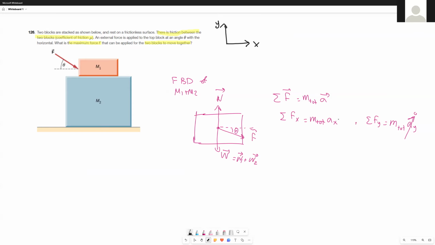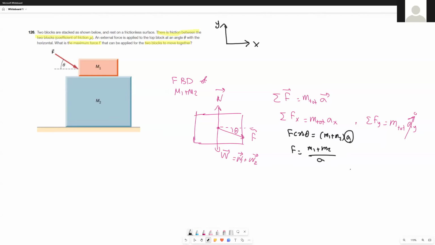Okay, so on the x-axis, the only force is F cos theta, which is going to be equal to m total, which is m1 plus m2, times acceleration. And right now I don't have anything to find the acceleration. F cos theta is going to be equal to m1 plus m2 times acceleration. I don't know the acceleration. There is no way that by drawing the free body diagram of the whole system, I can find out the acceleration.